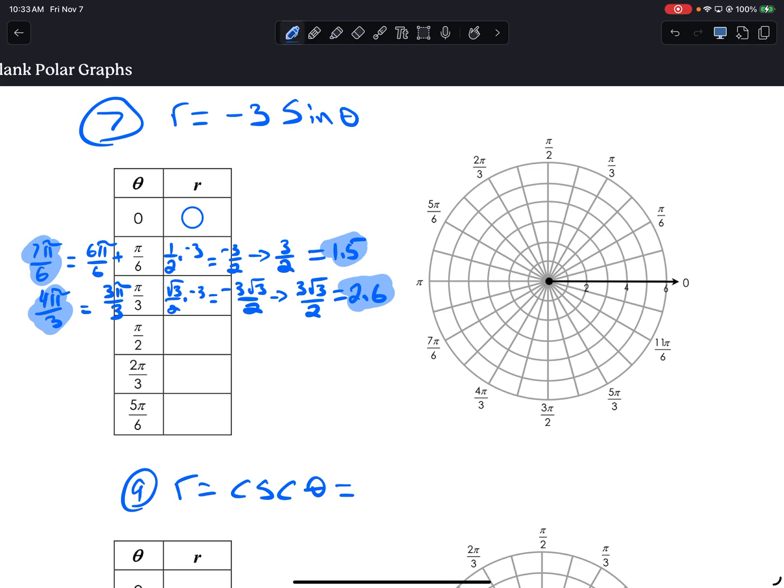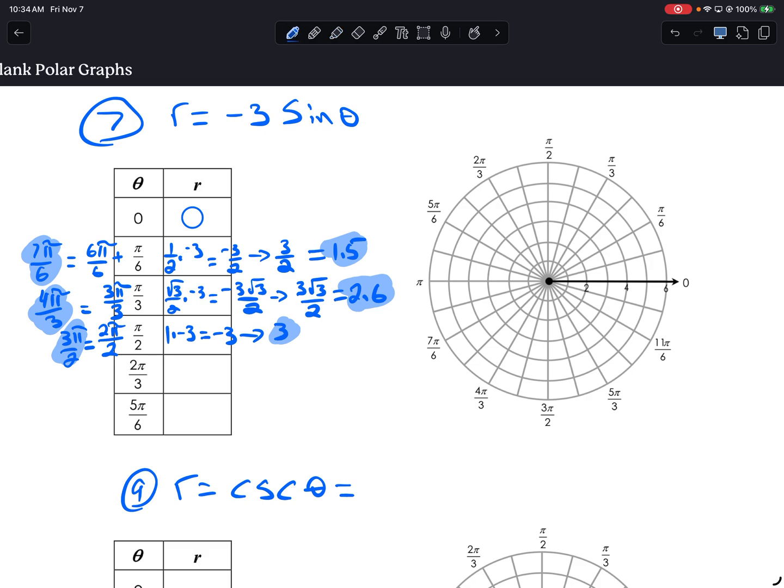Okay? So at pi over 2, what's the value? 1. So we do 1 times negative 3, which is negative 3. And then we make that positive. And what do I add to pi over 2? 2 pi over 2. And what do I get? 3 pi over 2. Okay, and then I'm going to highlight both those.